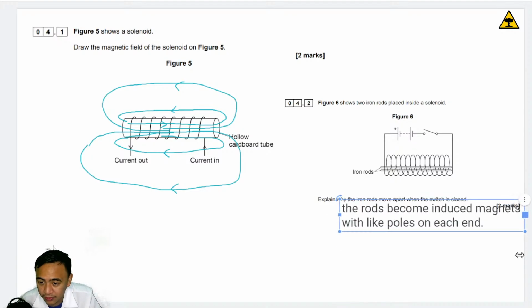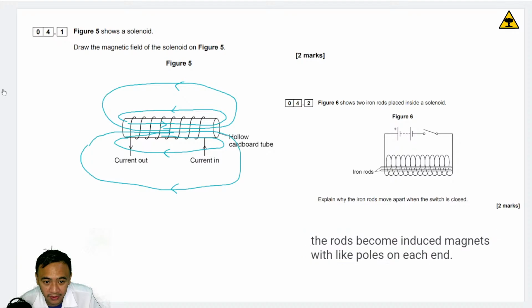Okay, so what would happen? Basically, the solenoid becomes our north pole here and a south pole here, for example. Then both of these rods will become north and north here, south and south here. So of course, like poles repel each other. Okay, that's actually good enough for 2 marks.